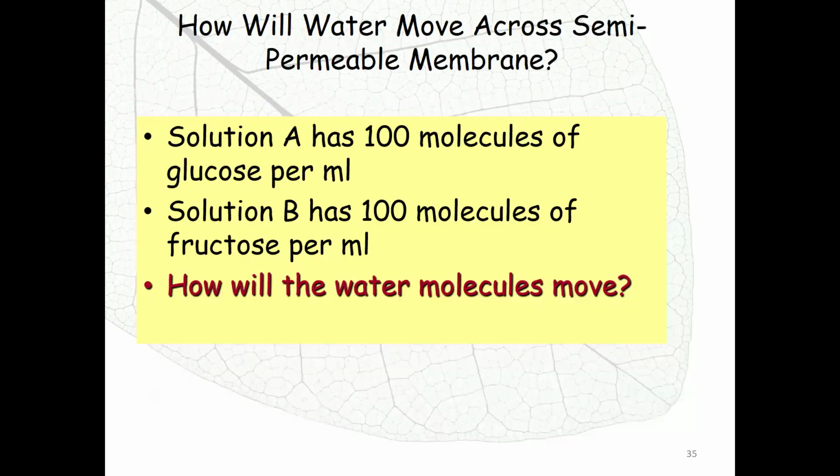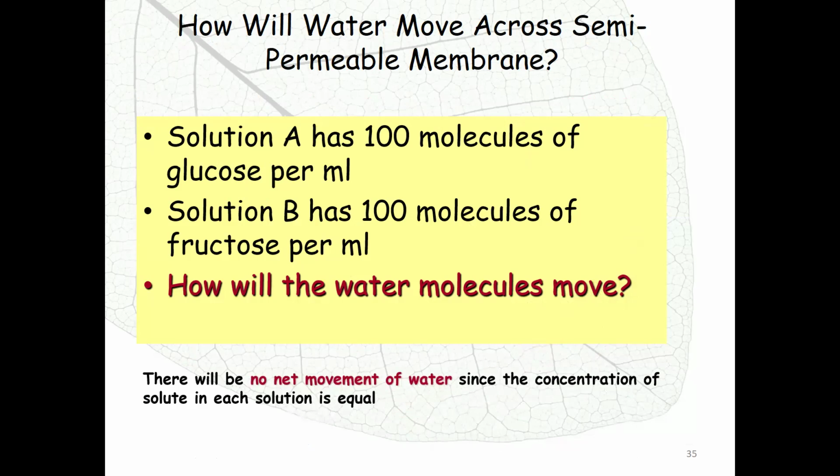How will water move across a semi-permeable membrane? Solution A has 100 molecules of glucose per ml. Solution B has 100 molecules of fructose per ml. How will the water molecules move? This is very interesting. Here, there will be no net movement of water since the concentration of the solute in each solution is equal. So this is a very simple question. Solution A and solution B both have the same number of molecules; one is glucose, another fructose, almost similar in structure. There will be no movement of water.